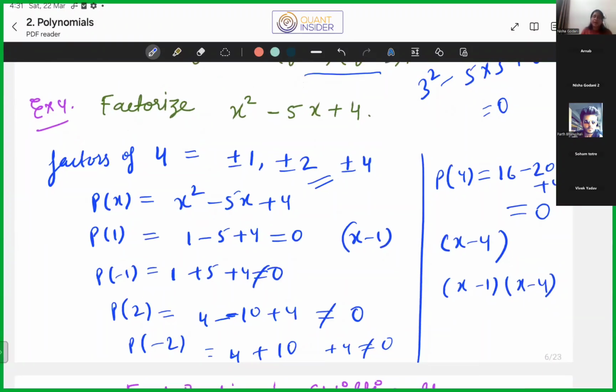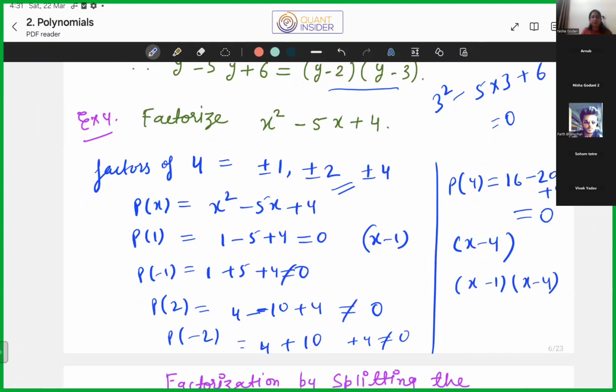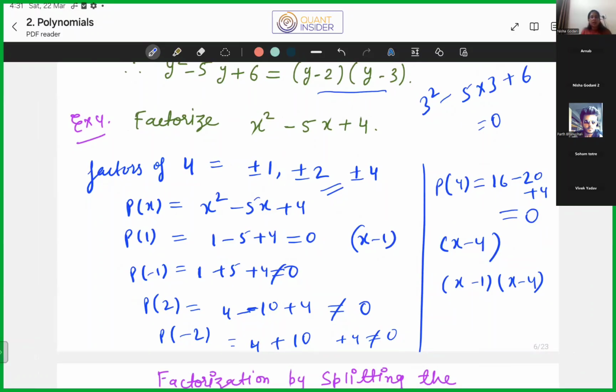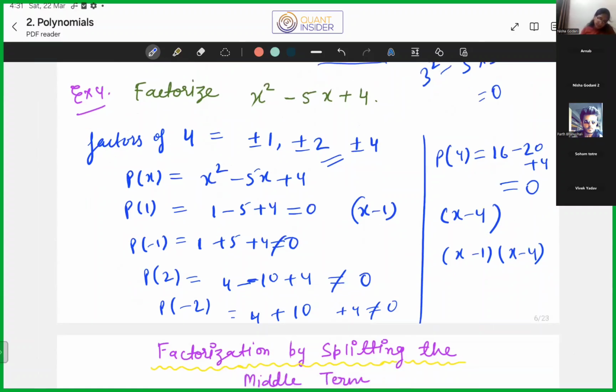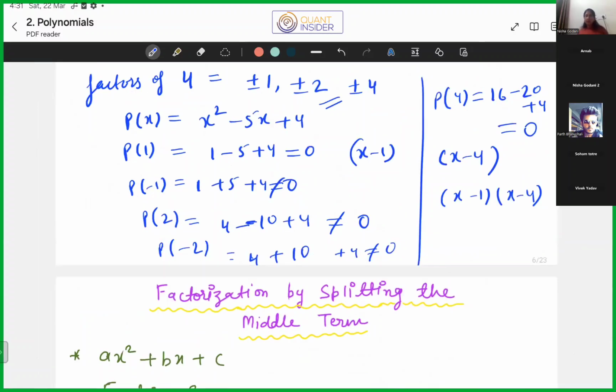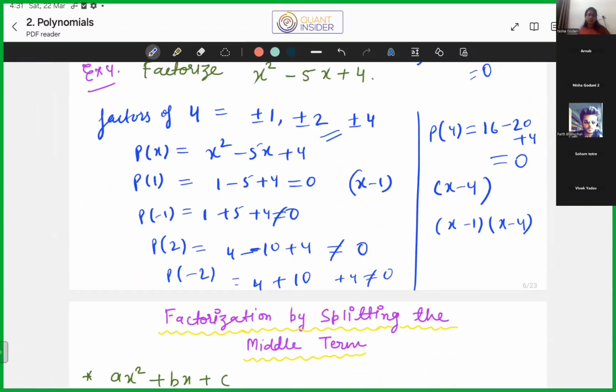So in this way, you can find the factors by using the factor theorem. I'll also tell you about synthetic division, which can also be applied here, but it is more applicable and makes things easy for higher degrees. I'll tell you later. So is this fine?